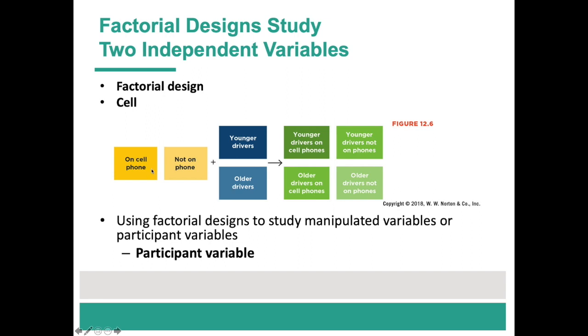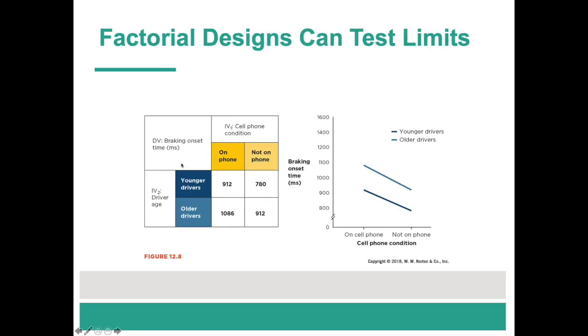So consider this. You have on a cell phone and not on the phone. You have young drivers and old drivers. So one variable is this, the other variable is this. So each individual cell, you have younger drivers on cell phones, older drivers on cell phones, younger drivers not on phones, older drivers not on phones. So each of these is a cell, and it's a combination of this variable, older or young, and this variable, on a phone or not.